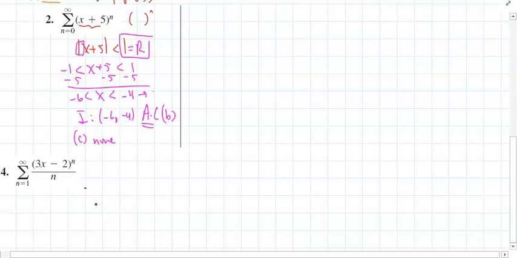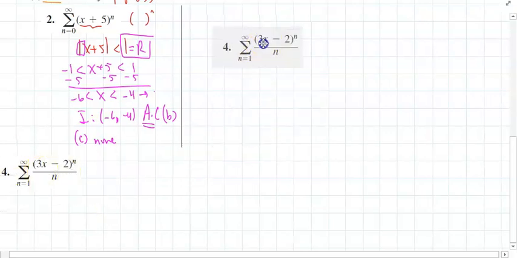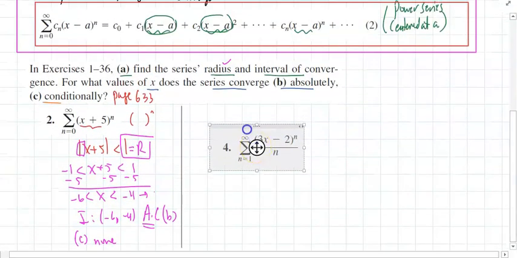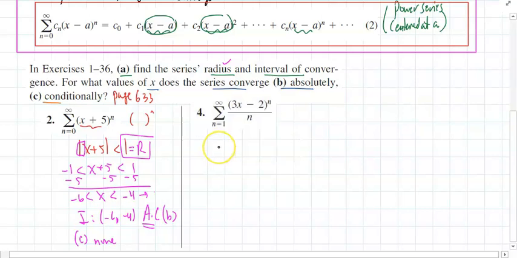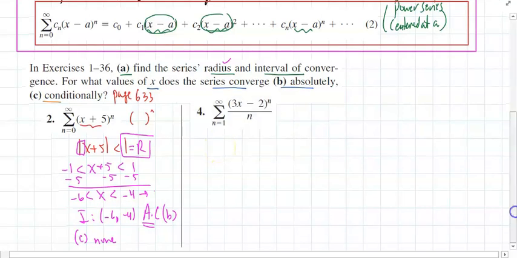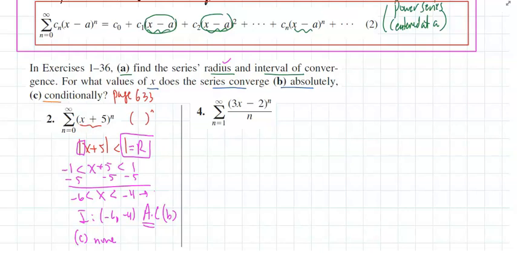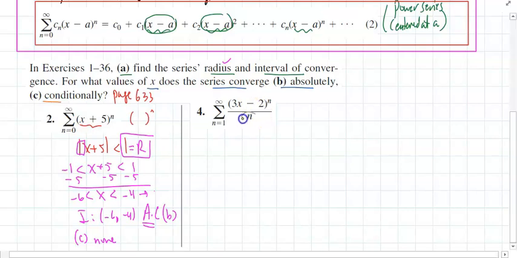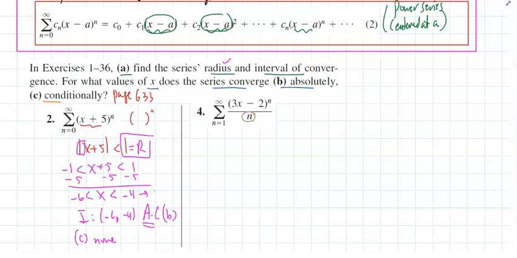And number 4 reads, the series n equal 1 to infinity of (3x minus 2) to the n divided by n. Well, having this n is kind of messing things up for me because I can no longer say this is a form of geometric and say this is what r is. That's not true anymore. So instead, my only other options would be the ratio test or the root test.